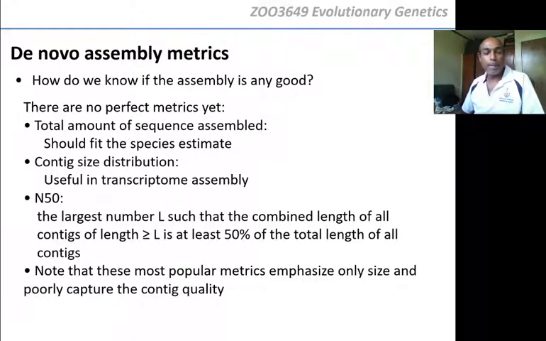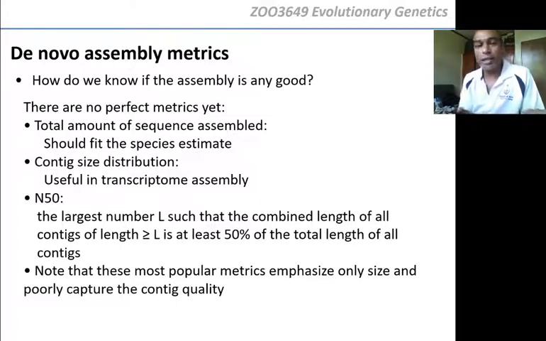So, just quickly to finish off the lecture, there are certain ways, after you've assembled your genome, to determine how good that assembly is. Is the quality of that de novo genome good enough? There are no real perfect ways, but there are a couple of ways. The amount of sequence assembled should fit into the estimate for what is known for those species.